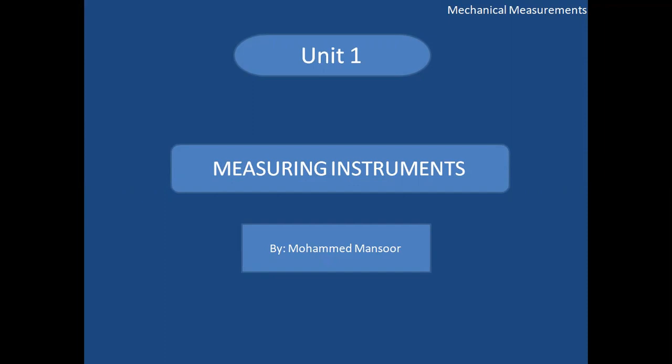In the previous session, we had a look at the course syllabus. In today's session, we are going to start the first unit. The name of the unit is Measuring Instrument.